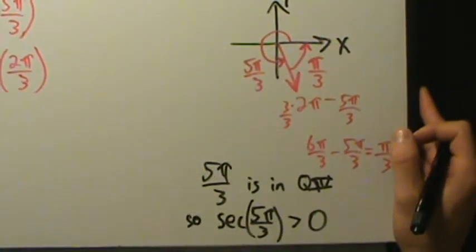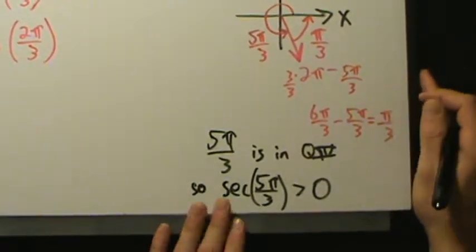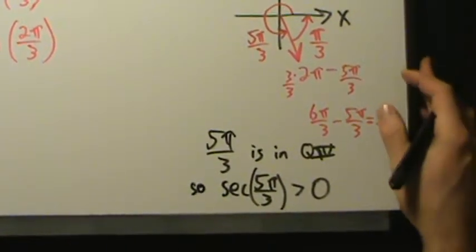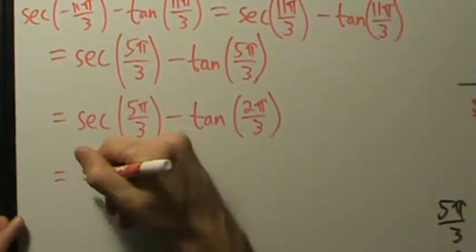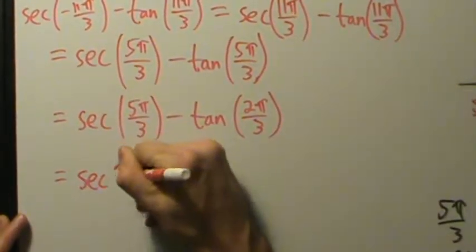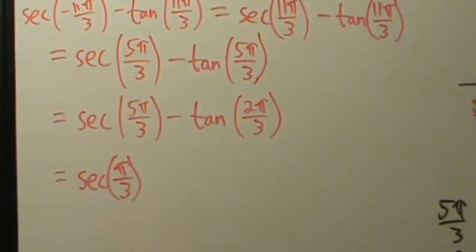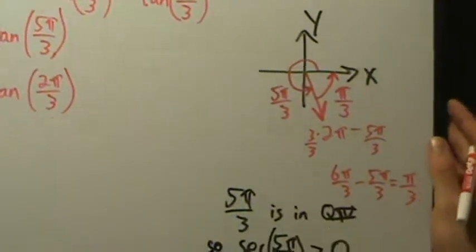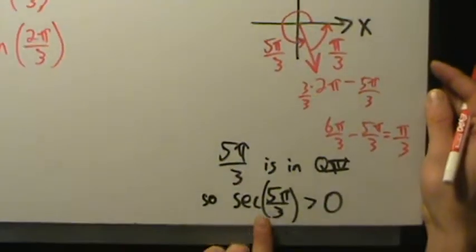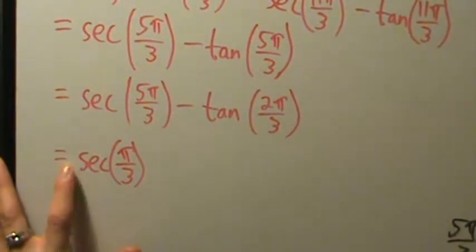So either way is totally fine now. But anyway, secant of 5 pi over 3 is positive. So remember the rules for reference angles. That tells us then that secant of 5 pi over 3 equals secant of pi over 3. Okay? And remember, there might be a minus sign in front here, but because we've just found out that secant of 5 pi over 3 is positive, there is no minus sign in front here. Okay, no minus sign here.